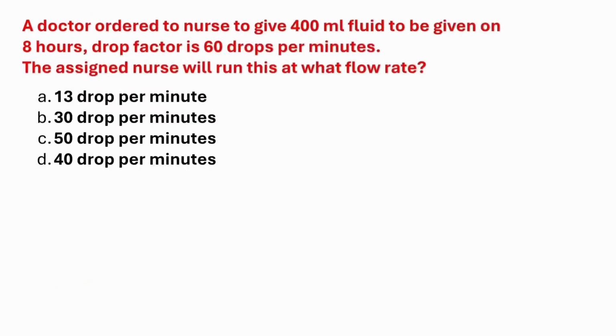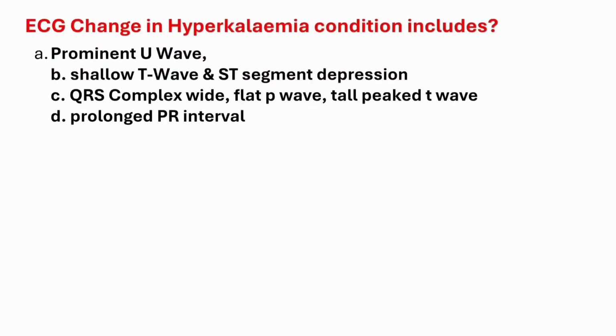Vitamin B12. A doctor ordered the nurse to give 400 ml of fluid over 8 hours. Drip factor is 60 drops per minute. The assigned nurse will run this at what flow rate? A. 13 drops per minute. B. 30 drops per minute. C. 50 drops per minute. D. 40 drops per minute. The answer is C, 50 drops per minute.